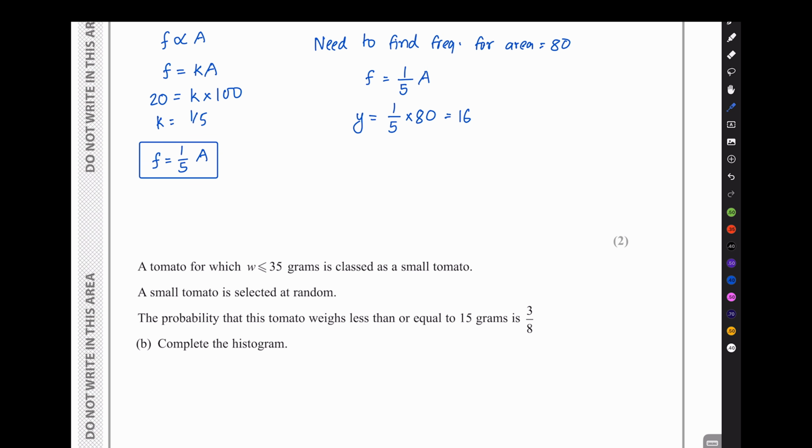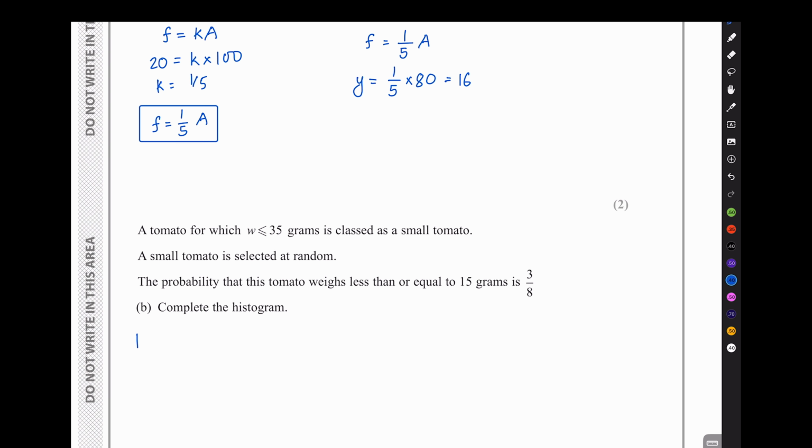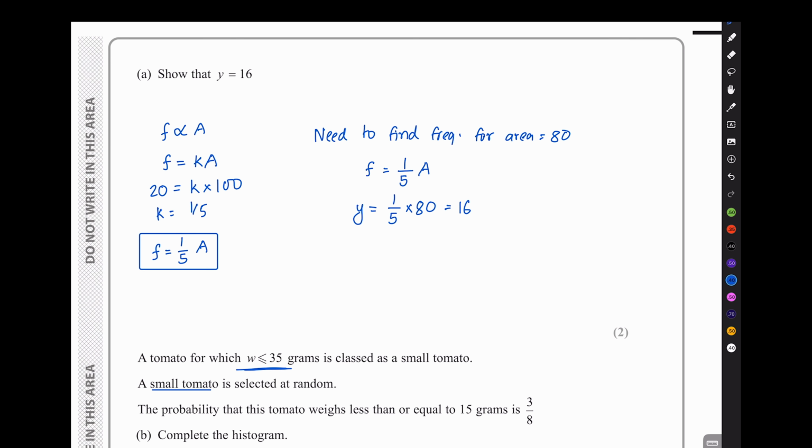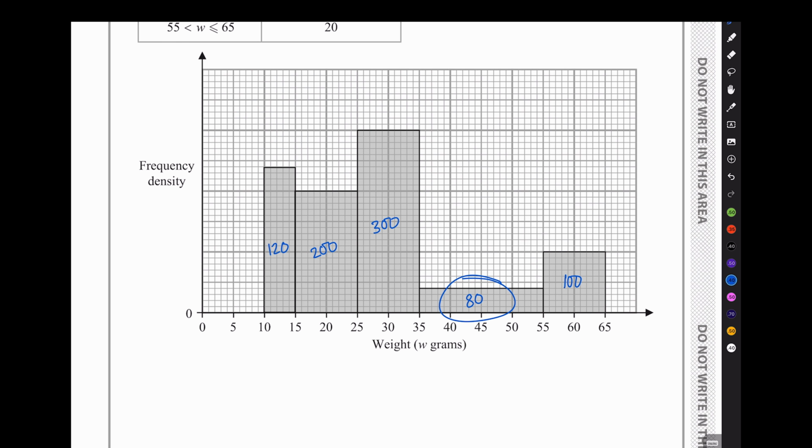Okay, so we are given the probability of the weight being less than or equal to 15 of the small tomato. I'm going to avoid using conditional probability. How am I going to do it? For a tomato to be classified as small, the weight has to be less than 35 grams. So I'm going to ignore this entire part and forget about it completely. My entire data set is from 0 to 35, and I'm going to ignore the rest of the data set.